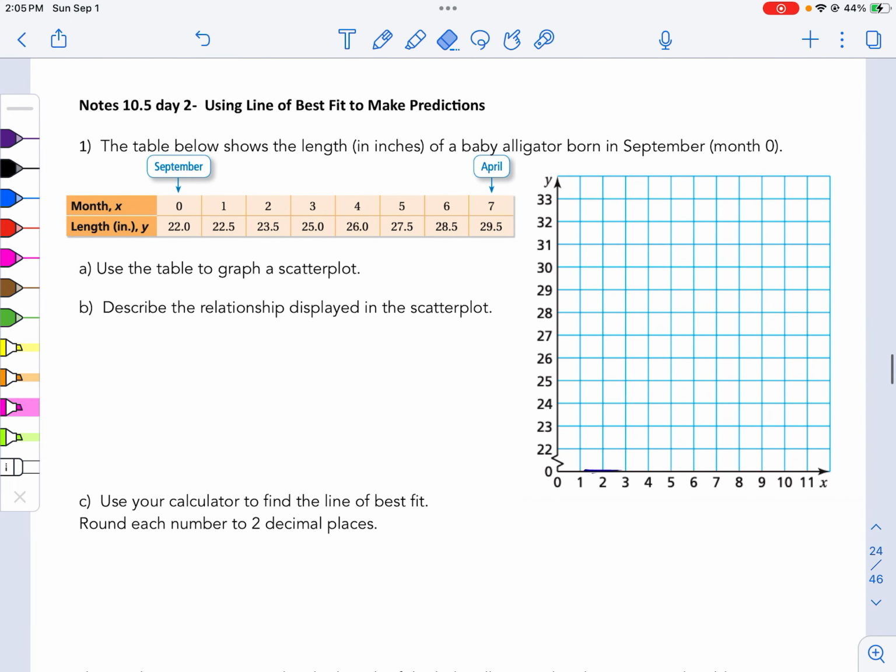All right, today we're going to take a look at the notes for section 10.5, day 2, and we're going to use the line of best fit to continue to make predictions. This is on page 24 of your packet.